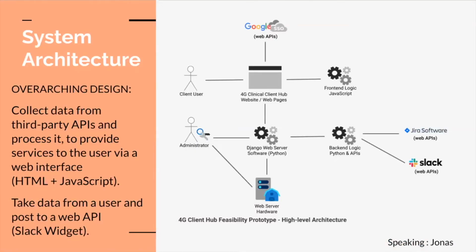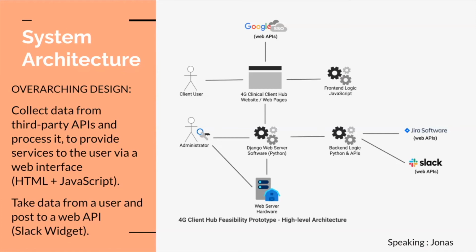So I wanted to cover our system architecture, the 4G Client Hub feasibility prototype. It's a software system that delivers a website. And there are three main services for users on this website: a dynamic calendar and timeline marked with important deadlines, and an integration of the Slack messaging service, as we saw in the demo. Users' actions drive the execution of the website. Without user input, the website stays static.